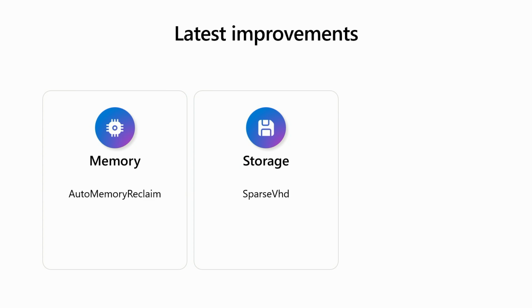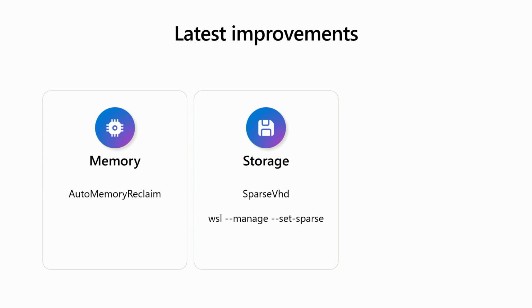A sparse VHD is a special type of VHD that is capable of reclaiming the space that is deleted inside of the Linux file system. So you can enable sparse VHD by setting sparse VHD equals true in the WSL config. That will apply for new distributions. Or you can transition existing distributions with wsl --manage --set-sparse.